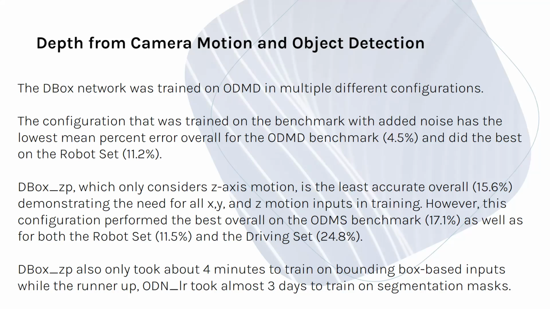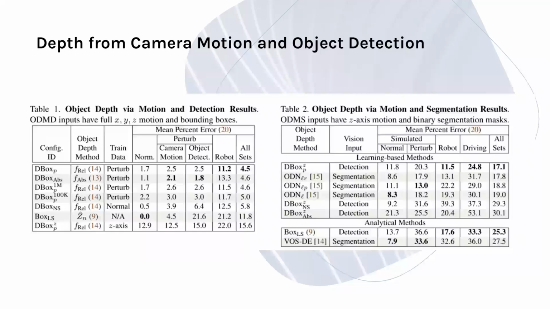DBox CP also only took about 4 minutes to train on bounding box-based inputs, while the runner-up, ODNLR, took almost 3 days to train on segmentation masks. Here are some of the tables from the paper showing the results for the ODMD experiments and the ODMS experiments side by side.